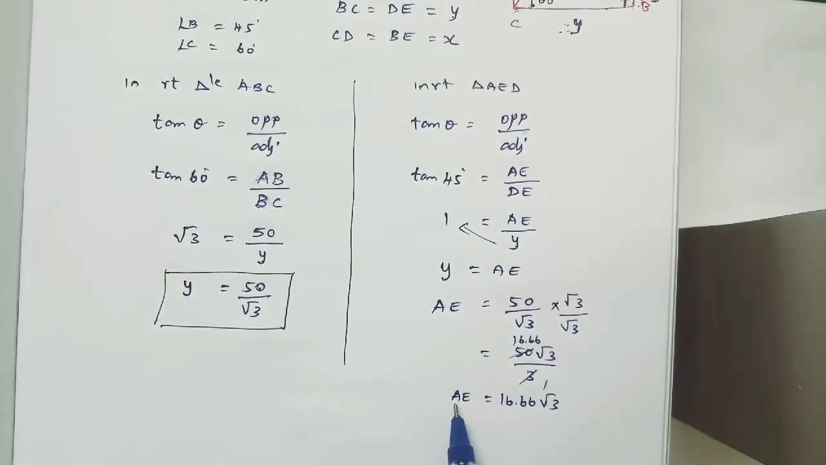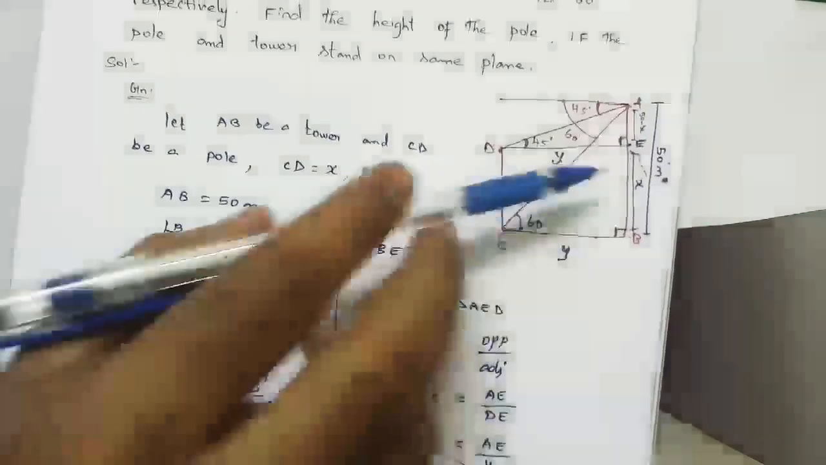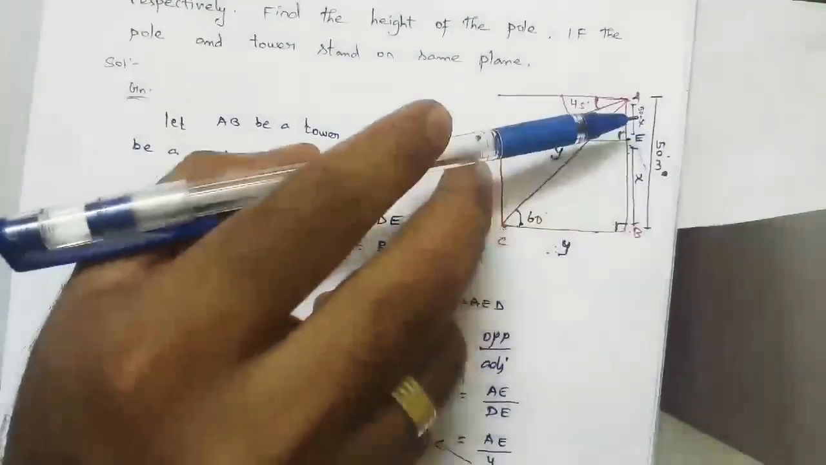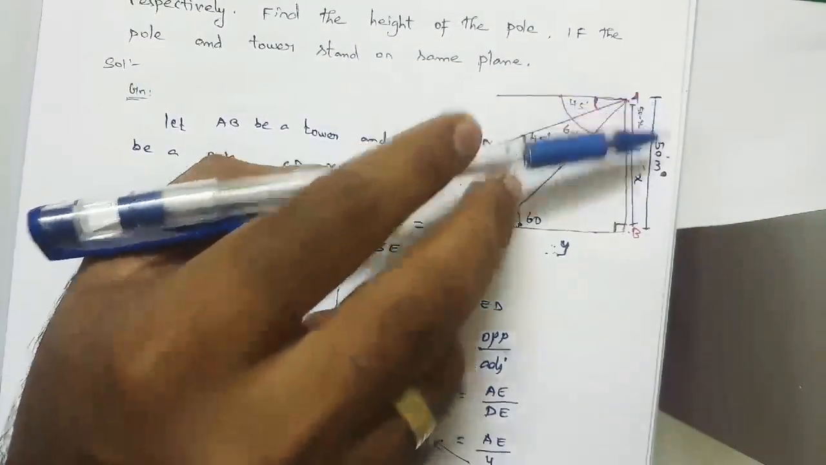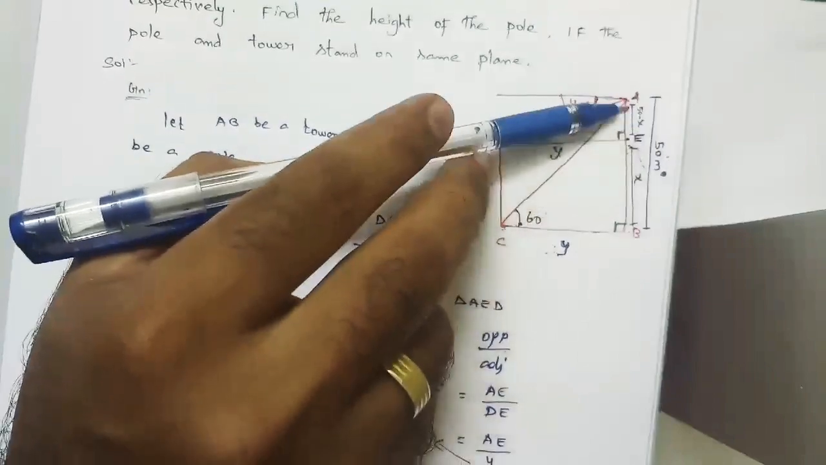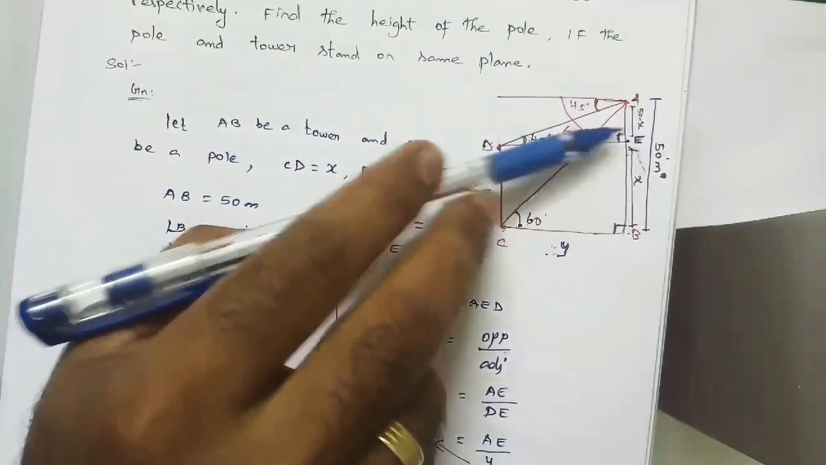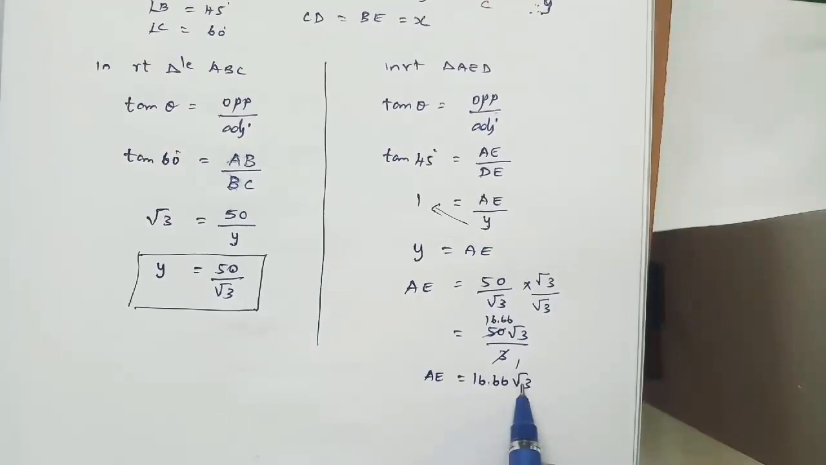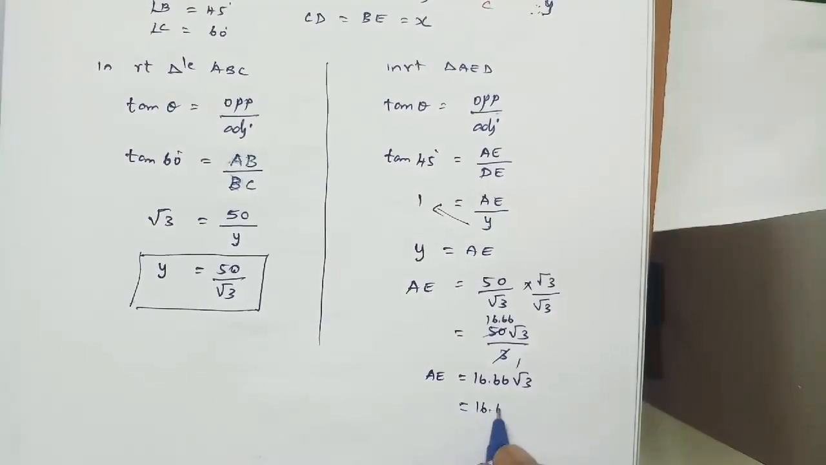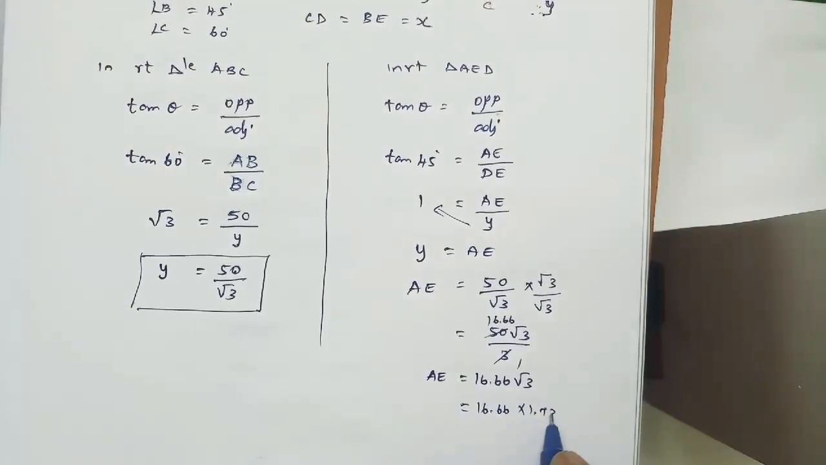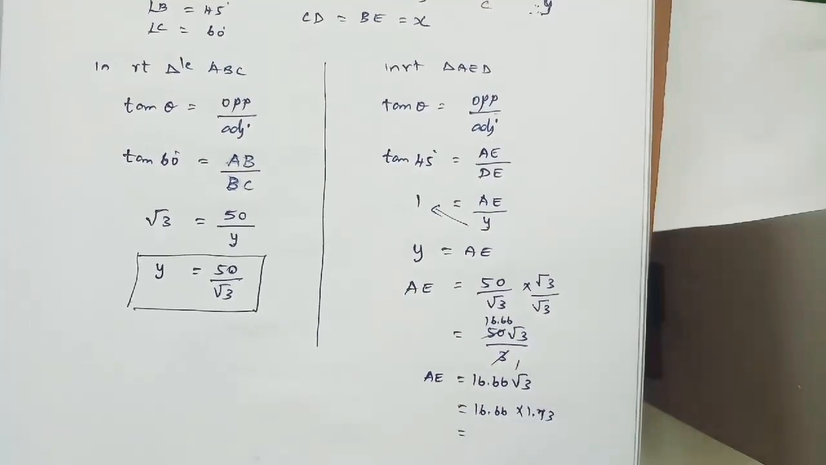If we needed only the value of AE, we could stop here itself. But what do we want to find? We want to find the value of X alone. If you know the value of AE, we have to subtract it from 50. 50 minus AE is equal to BE, so X is equal to 50 minus AE. So we substitute the value of root 3, that is, 16.66 into 1.73.